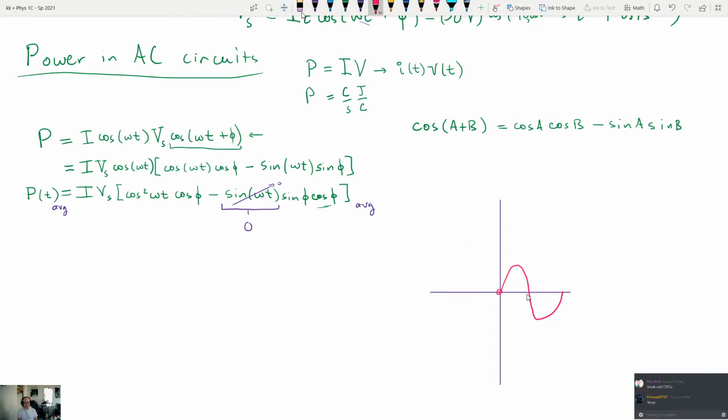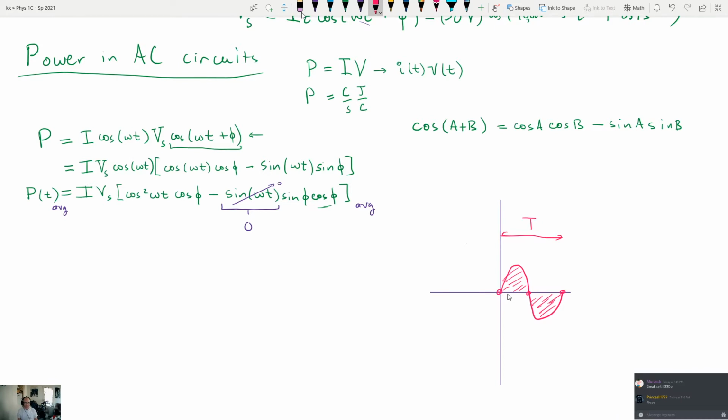Now, if I want to average what the value of this function is over one period, this would be one period right here, then this function has half of its value positive and half of its value negative, which means that when you sum over one period and average, you're going to get zero, basically.